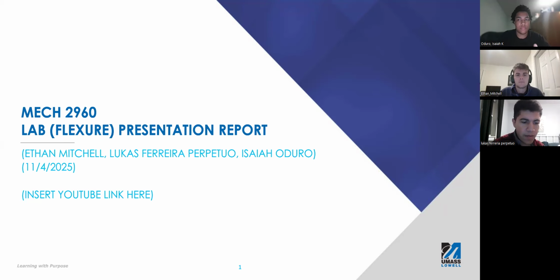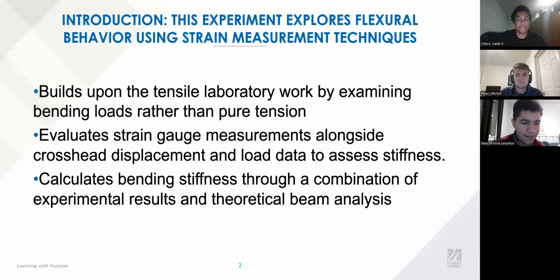Today we'll walk through our experiment and the findings and analysis related to the flexure and strain measurement techniques. This experiment builds on our previous tensile lab by shifting focus from tension to bending. We were tasked to use strain gauges and a crosshead displacement to evaluate the stiffness, as well as calculate both the experimental data and the theoretical beam data analysis.